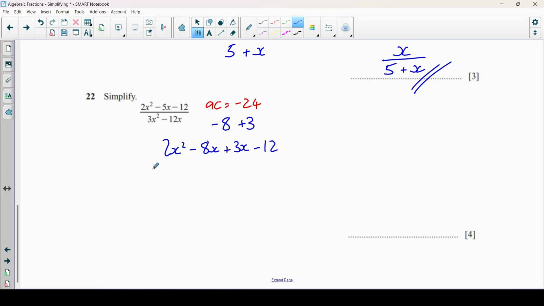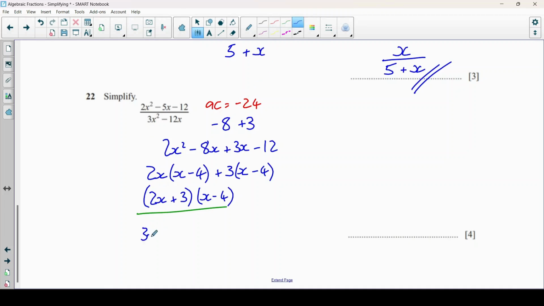Make two single brackets. 2x brackets x minus 4, plus 3 brackets x minus 4. So we get 2x plus 3 times x minus 4. So that's for the top. Let's have a look at the bottom now.